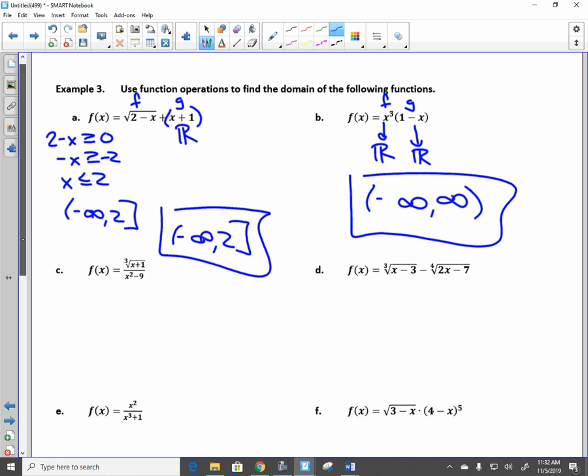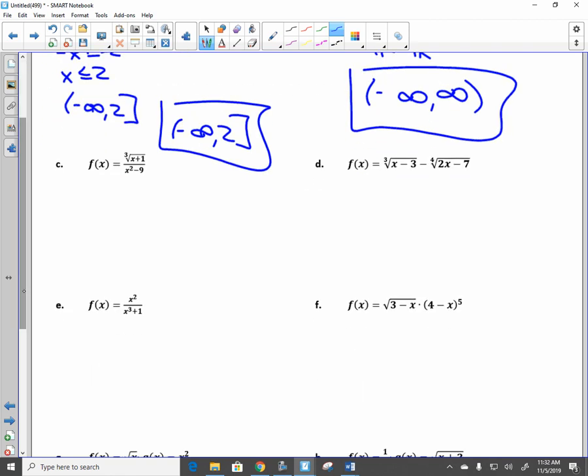You see a problem like C, I ask the domain. You're like, I've never seen that function before in my life. We don't care. We'll make it easy. Look at the top, look at the bottom. The top is a cubed root. What's the domain of a cubed root? All real numbers. What's the domain of a parabola? All real numbers. So you say the domain will be all real numbers, except you know you can't divide by 0. So what will give you 0? So x cannot be positive or negative 3.